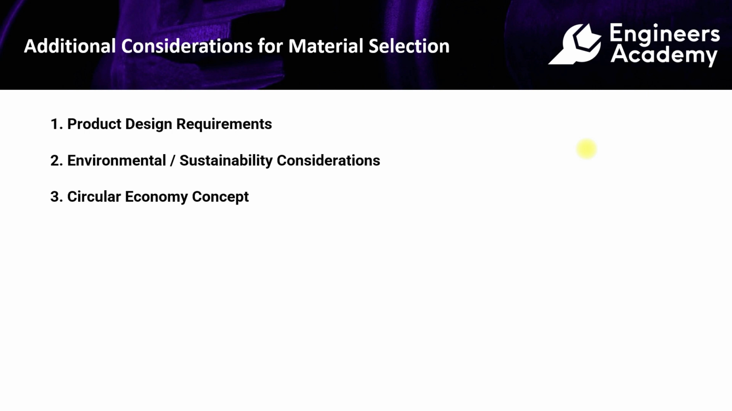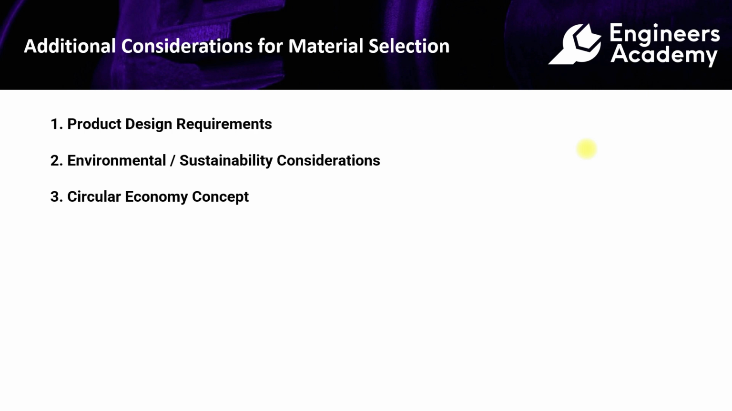So just to summarise then, in this video tutorial we've talked about product design requirements, which would often be communicated through a product design specification. We've discussed environmental and sustainability considerations, which would also influence material selection. And finally, we've talked about the circular economy concept and the importance of reusing and recycling wherever possible.